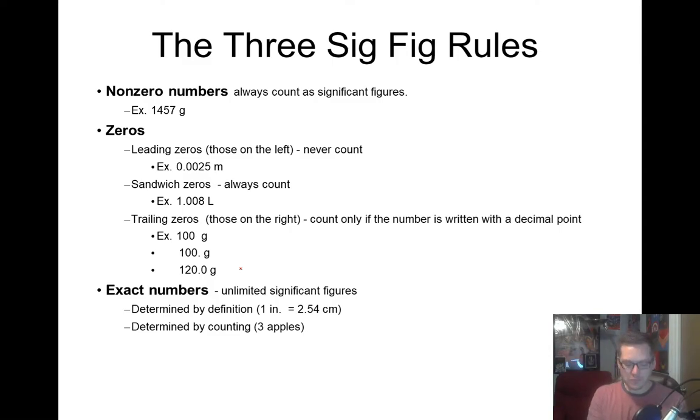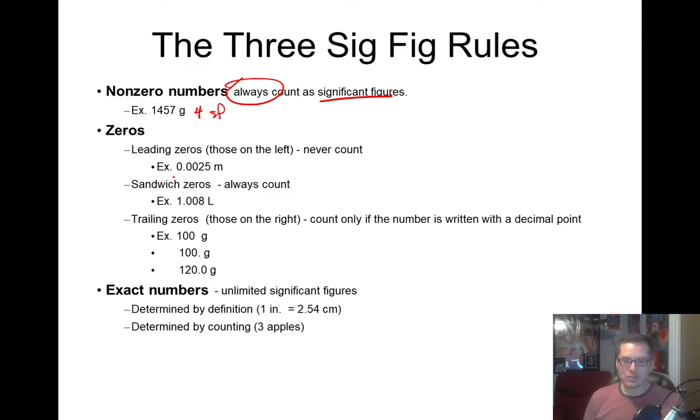All right. So first rule, non-zero numbers are always significant. Always significant. Non-zero numbers. So any number that's not 0. So this guy, 1457, each of these individual digits are significant. They are all important measured values. So this guy has 4 sig figs. Okay, 4 sig figs. All right.